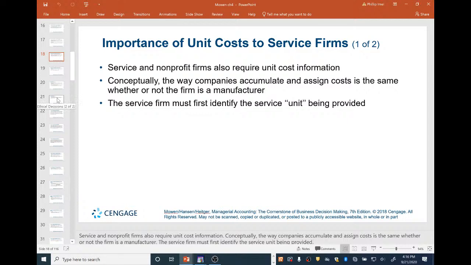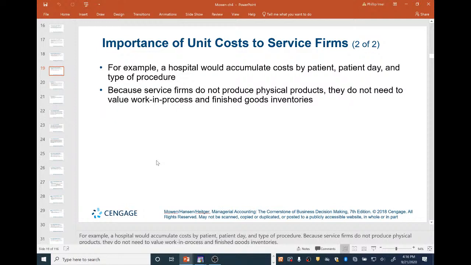Okay, the importance of unit cost to service firms. Conceptually, the way companies accumulate and assign cost is the same whether or not the firm is a manufacturer. The service firm must first identify the service unit being provided. A hospital would accumulate cost by patient, patient day, and type of procedure. Service firms do not produce physical products. They do not need to value work in process and finished goods inventory. So that's nice. Service firms take out part of the components of the equation that we have to solve for.